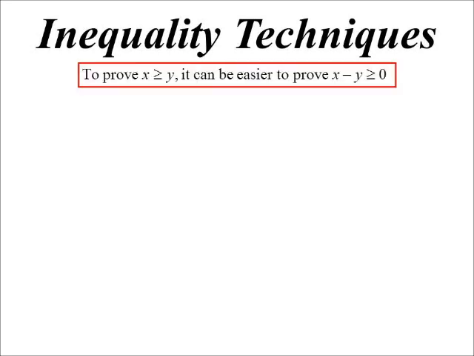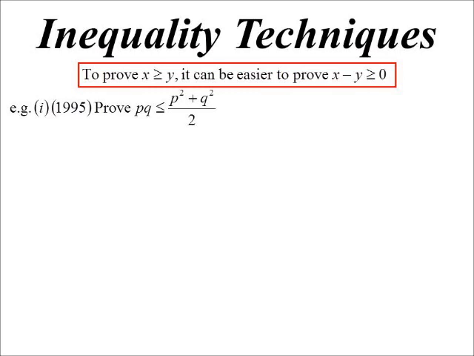Right, some techniques for solving these inequality type questions that we get in Extension 2. When you want to prove x is greater than or equal to y, sometimes it's easier to prove x minus y is greater than 0. Let's go back to an old question, very old one, but it is one of the key questions: proving that pq is less than or equal to (p squared plus q squared) on 2.